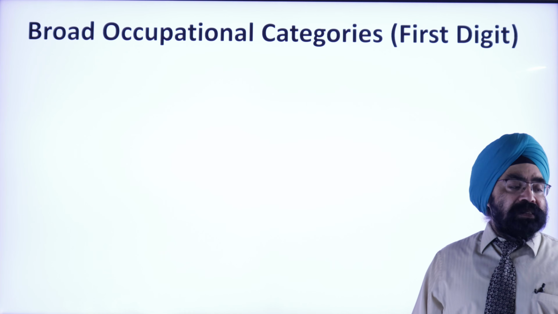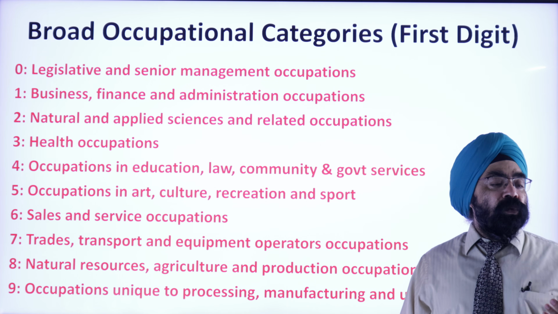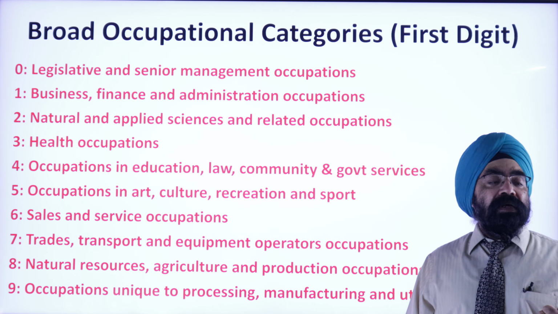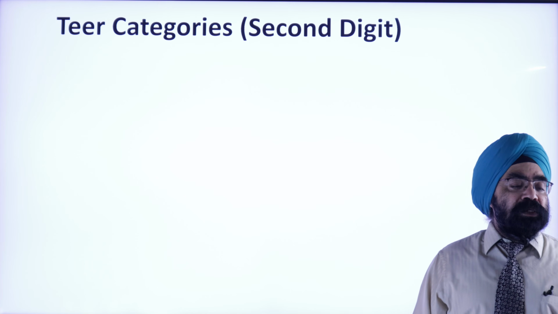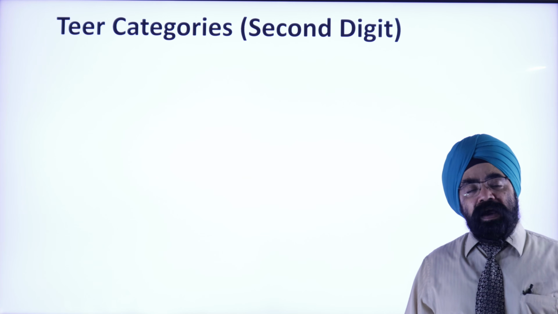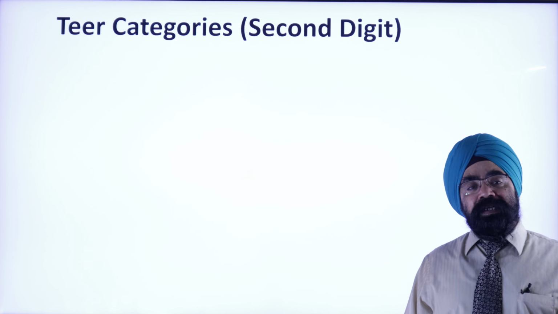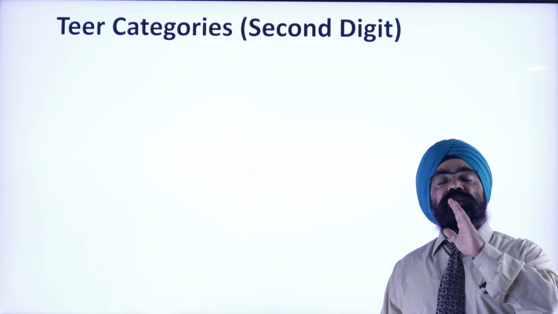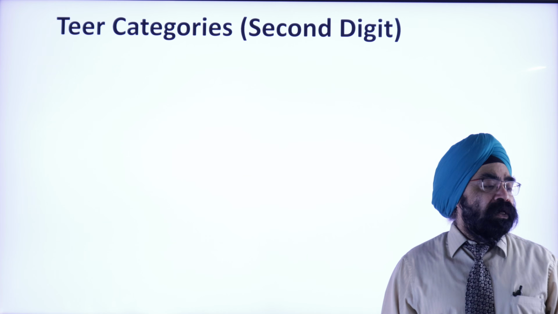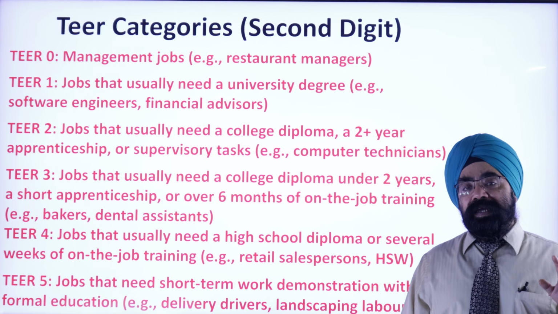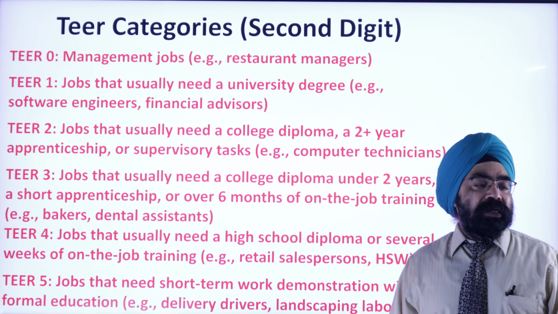Broad occupation categories are 10, I have explained. Tiers are 6. Tier 0 is management jobs. Tiers 1, 2, 3, up till 3 is the point where you can enter Express Entry. After 3 you cannot enter Express Entry. So up to tier 3 you will get points. After 3 you will not get points.